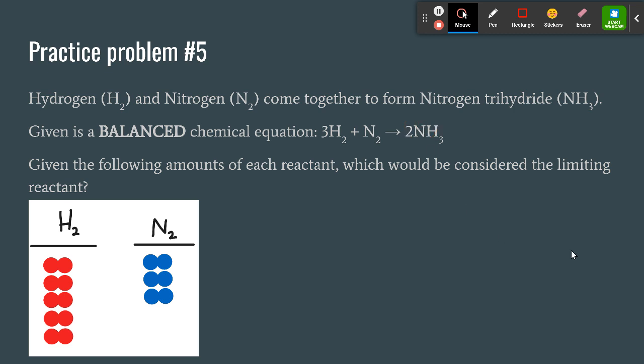All right, this one is on you. I went ahead and balanced the equation for you. Hydrogen and nitrogen come together to form nitrogen trihydride. Given is a balanced chemical equation. So 3 hydrogens, 1 nitrogen, 2 NH3s or nitrogen trihydrides. Given the following amounts of each reactant, which would be considered the limiting reactant? So you have a specific quantity of hydrogen and a specific quantity of nitrogen. See which one's going to run out first. I'll give you a second to do that.